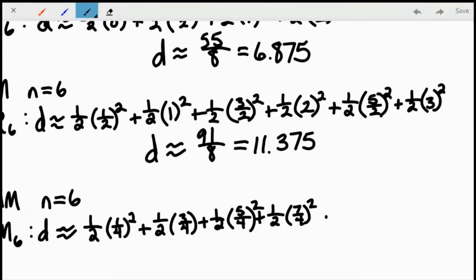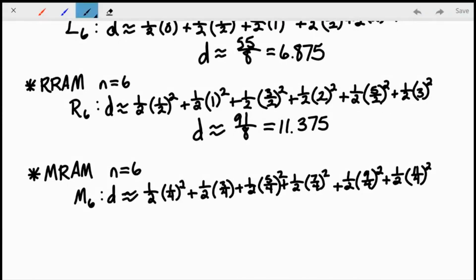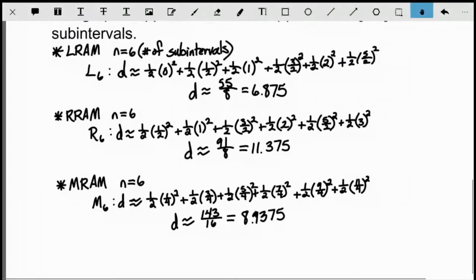Then I'm going to go to 9/4. That would be the midpoint between 2 and 2.5. And then the last one between 2.5 and 3, that would be at 11/4 or 2 3/4. And I'm going to square that because that's my function value. And now I've got my 6 rectangles. And if I were to calculate this one out, we would find that the distance that we approximated was about 143/16. And that's actually about 8.9375.